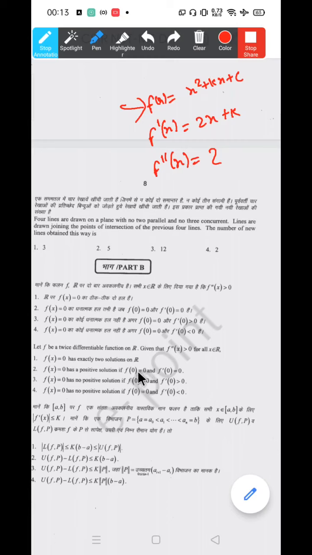They are saying if f of 0 equal to 0, that means your c equal to 0, and f dash of 0 equal to 0, that is k is also 0, means your function is just x square. Then f of x equal to 0 has a positive solution. No, this is wrong. What is this? It has no positive solution, because x equal to 0 is a solution.